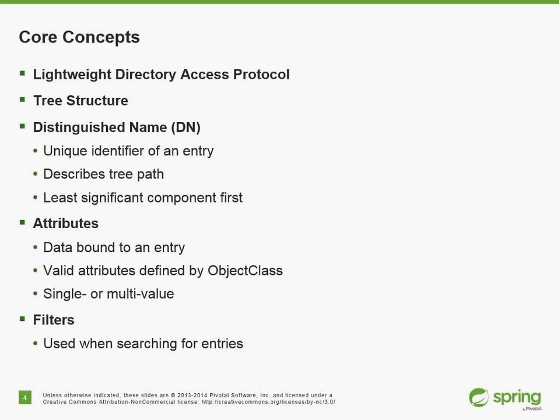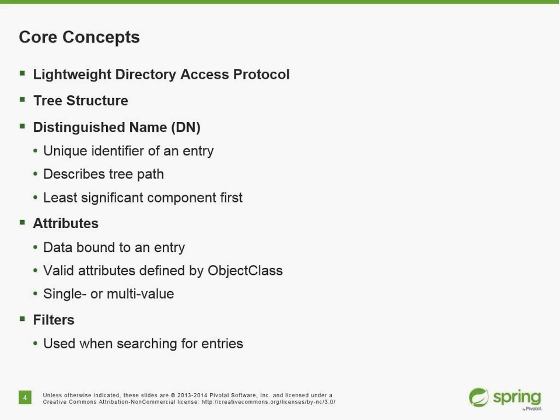So once we find our entry in the LDAP tree, there's some data bound to the entry. And the data that we bind to an entry is called attributes. So any entry in the tree can have a number of different attributes. Each attribute can be single or multi-value. And the valid attributes for an entry are defined by the object class that we define for that entry. So we'll look closer at some examples of that later on.